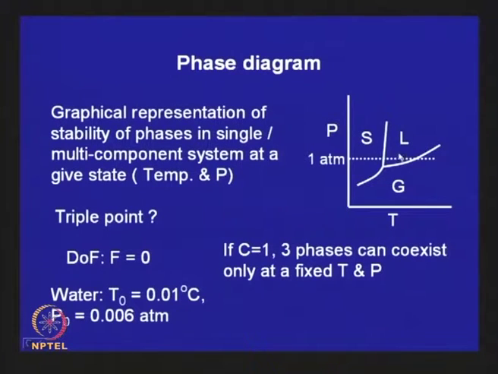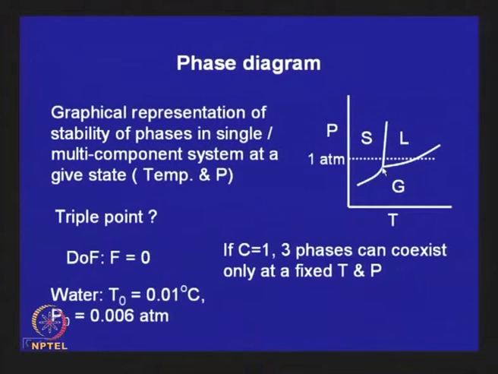Similarly, you have this line which represents the equilibrium between solid and liquid, and this line represents the two-phase equilibrium between liquid and gas. Suppose the 1 atmosphere line intersects here. In that case, this is the freezing point of the metal and this is the boiling point of the metal. And this particular point, the triple point, represents equilibrium between all three. That means under this condition all three phases, solid, liquid and gas, can coexist.